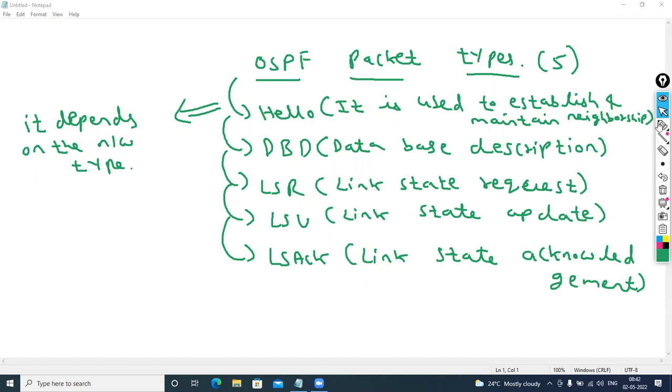Now, DBD is used to exchange the routing information.